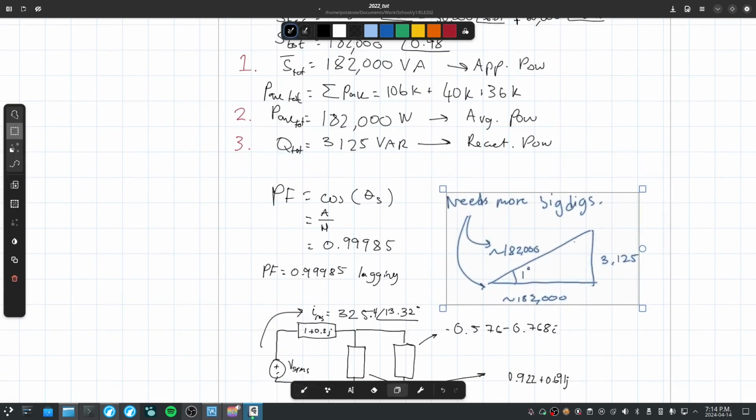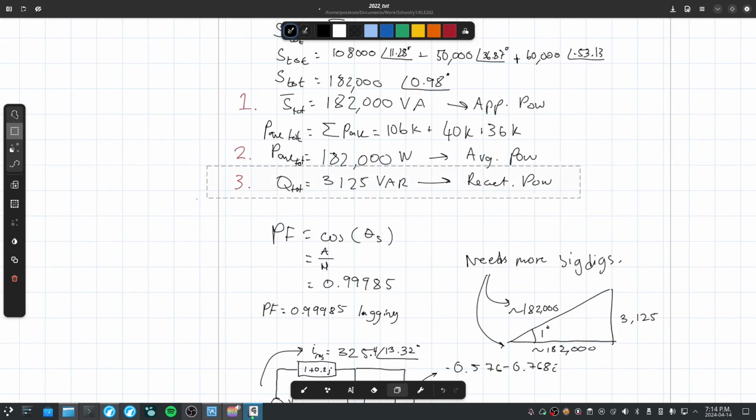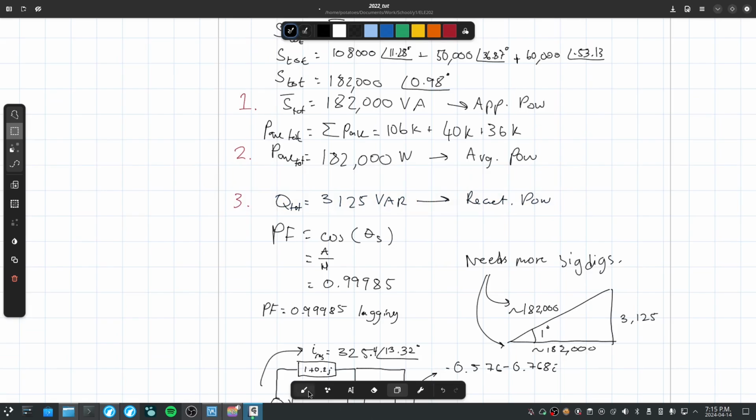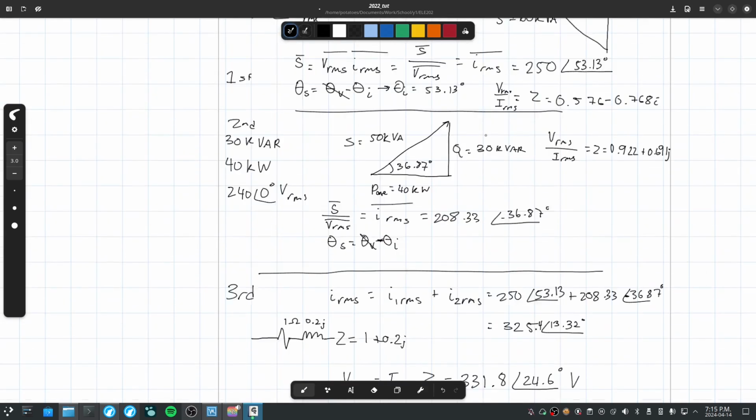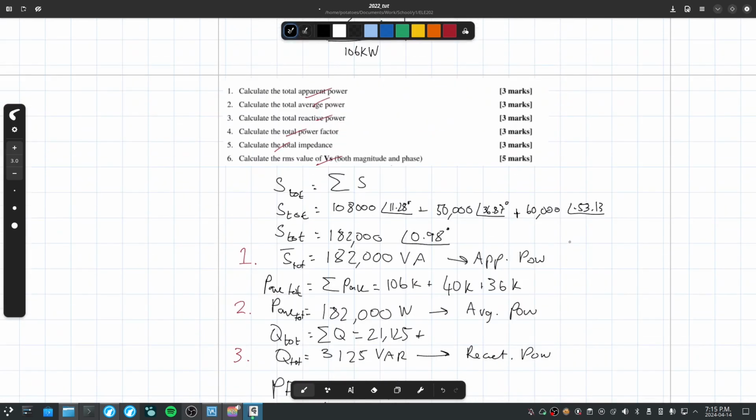And it's the exact same thing for the reactive power, right? It's the same thing for all of them. Just add up the parts. That's it. Let me take that down here. Q tot is equal to the sum of Q, is equal to 21,125 plus 30,000 and negative 48,000.